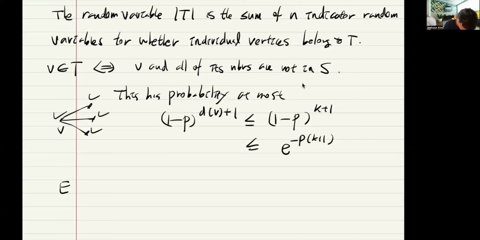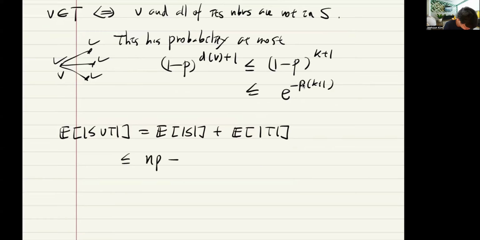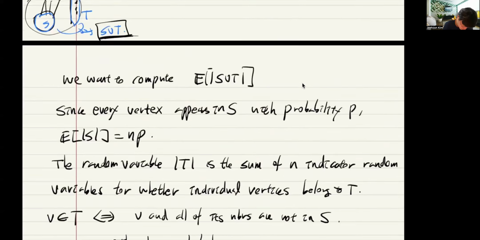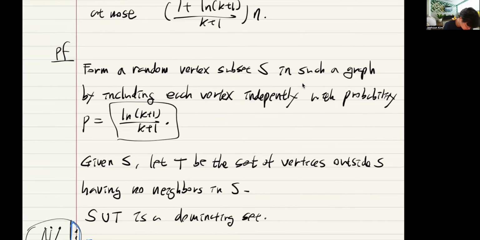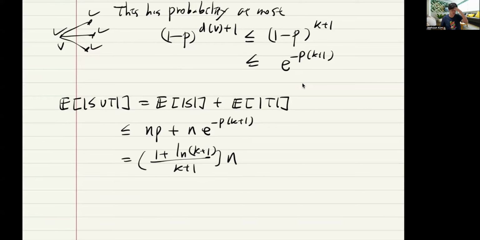So from the linearity of expectation, this is the summation of these two expectations, and that's np plus n times e to the minus p(k+1). And how did we choose p? p was this. So if you just apply that, then it is (1 + log(k+1)) over (k+1) times n.